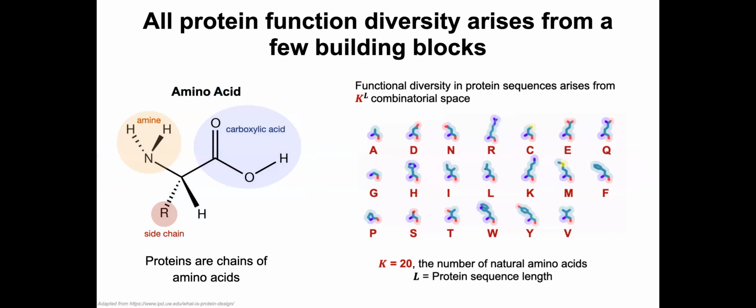Now, this side chain R is quite interesting because all of this functional diversity that we can observe in our bodies or in this world due to proteins arises from just a few building blocks. So R in a natural protein can arise from the combination of these 20 different amino acid groups over some variable sequence length. This can be from tens of amino acids to thousands of them.